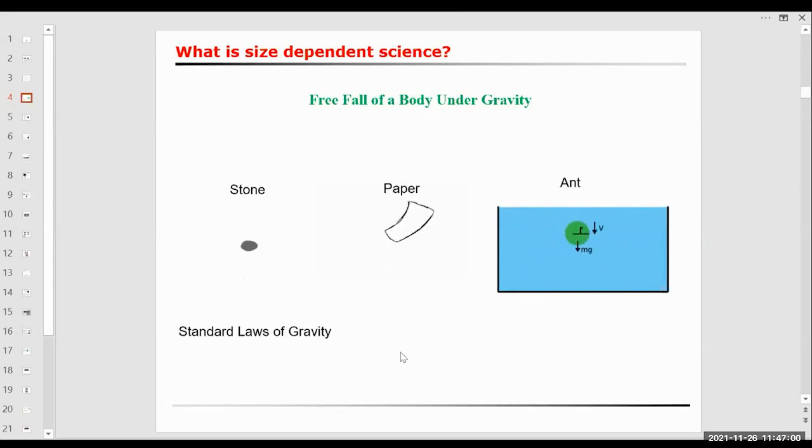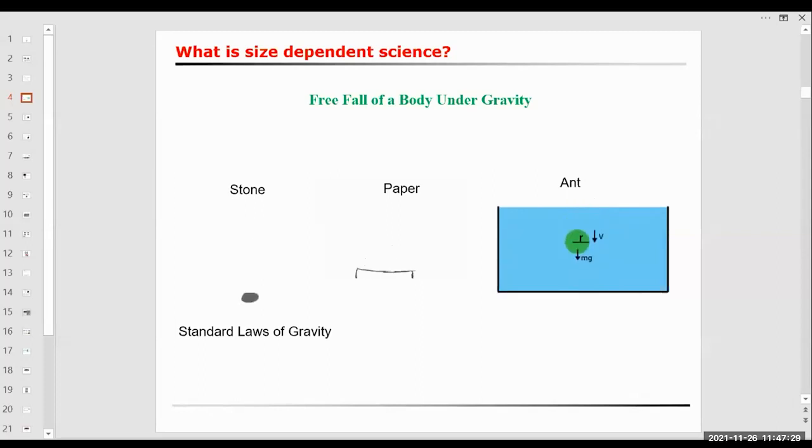Now, if we consider further another body, let us hypothetically assume a hydrogen or a nitrogen molecule dropping in the same environment. In that case, the nitrogen molecule in all x, y, z directions has dimensions considerably smaller than these three objects put on the slide: stone, paper, and ant, isn't it?